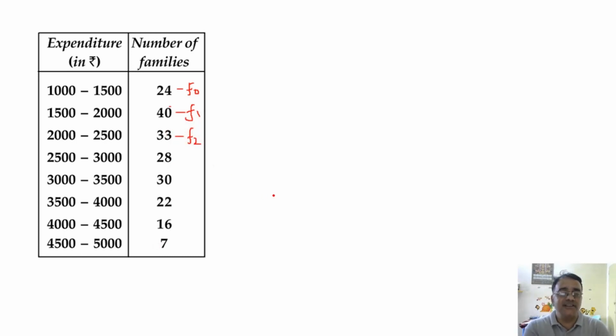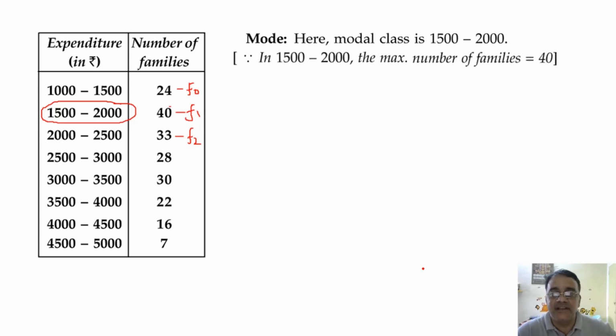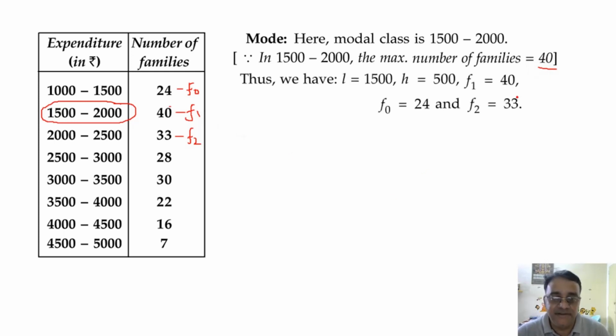What is the modal class here? 1500 to 2000. जिस क्लास का फ्रीक्वेंसी ज्यादा है वो मॉडल क्लास है. And what is H here? Class size, 500. So we'll write first the modal class is 1500 to 2000. Why? Because in this class the maximum frequency, the maximum number of families, is 40. So L is 1500, H is 500, F1 is 40, F0 is 24 and F2 is 33.